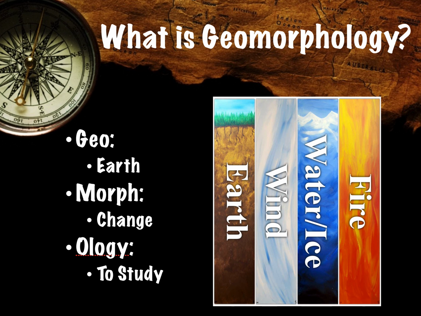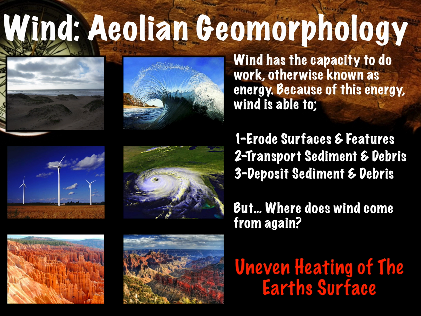Well, let's start with wind. There's a fancy word for this, which is called Aeolian. So wind, Aeolian geomorphology, or studying how the earth changes by way of wind. Now, wind has energy, or the capacity to do work. So that being said, wind is able to erode, transport, and then deposit materials. Wind can erode surfaces and features. It can then take that material and debris and relocate it and move it along its way. And then lastly, it will deposit that material somewhere else.